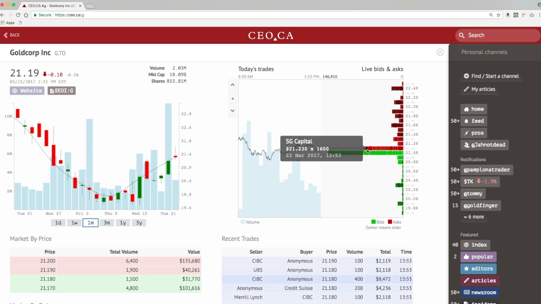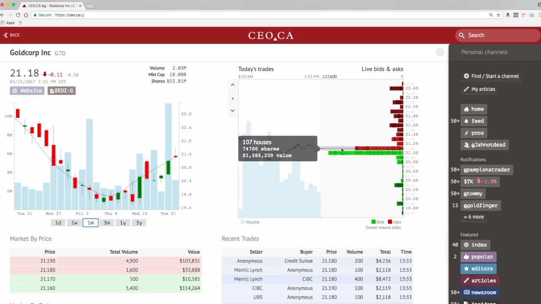All the orders are being filled. You can see the volume and the price action throughout the day. And this would really have helped me in the past when I wanted to buy a stock. I didn't know exactly what to bid for.